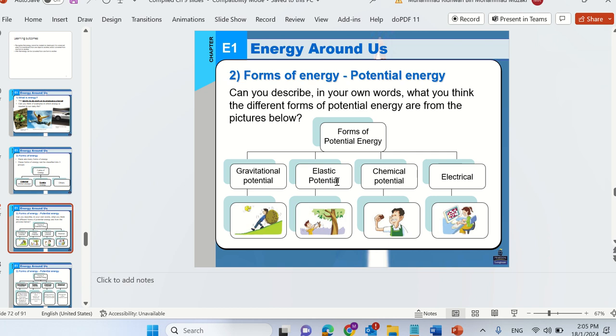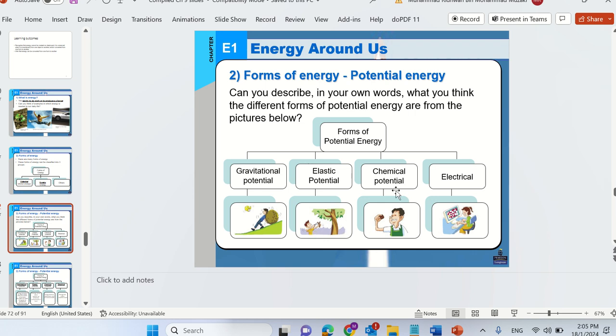Next we are going to talk about elastic potential energy. We went through elastic force, right? If you stretch a rubber band, you will store energy there. So this is called elastic potential energy, because the moment you release the rubber band, it will snap back into its original position. So it releases energy.